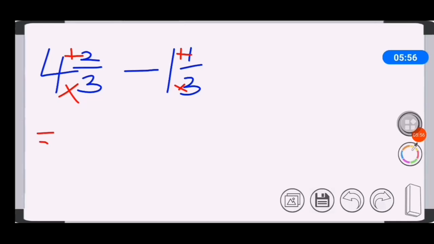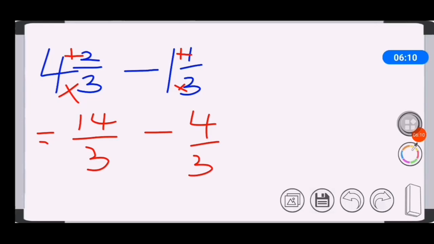So that will give us 4 times 3 is 12. 12 plus 2, it's 14. So we've got 14 over 3 for this side. Minus that side, we have what? 1 times 3 is 3. 3 plus 1, it's 4. 4 over 3. So that is what we have now.